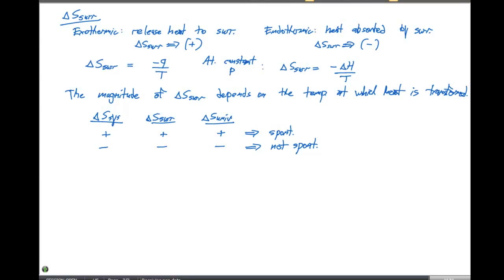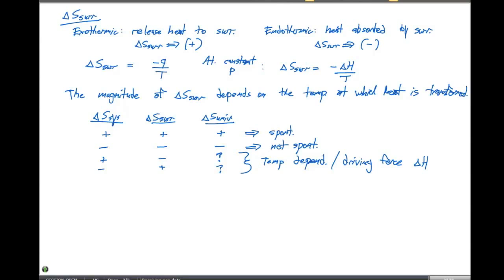But what happens when we have a positive delta S of the system and a negative delta S of the surroundings? Or we could have an instance where we have a negative delta S of the system and a positive delta S of the surroundings. In each of these cases, we need a little bit more information before we can figure out what the delta S of the universe is going to be. So in each of these cases, these are going to be temperature dependent. And the driving force is going to be the delta H of the particular reaction.